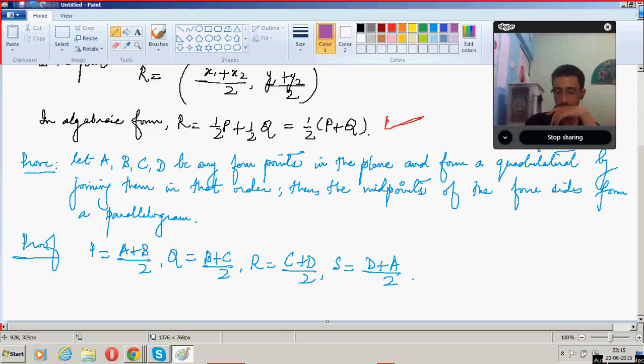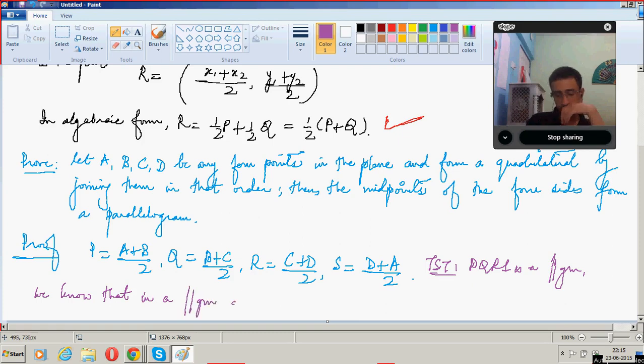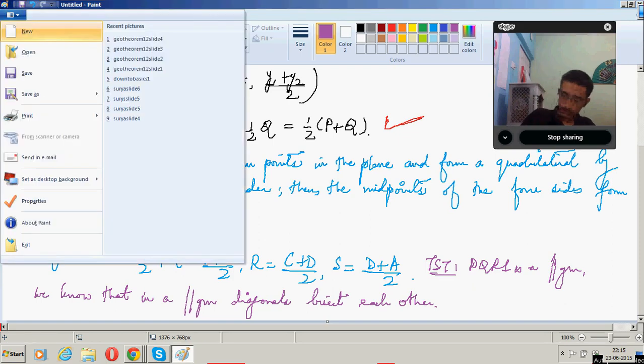Now here's the trick. To show that PQRS is a parallelogram, we know that in a parallelogram, diagonals, what? Bisect each other. Yeah. In other words, this is a characterization of a parallelogram. If in a quadrilateral the diagonals bisect each other, it is a parallelogram. Right? Have you copied this? Yes, sir. Okay, just let me save it.